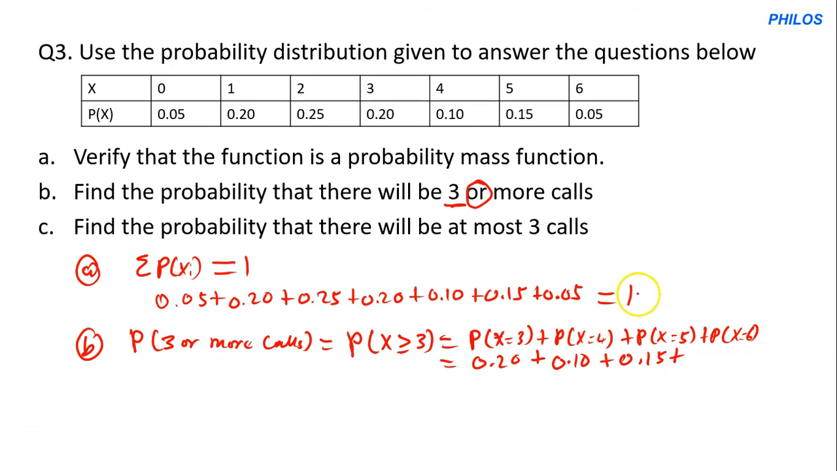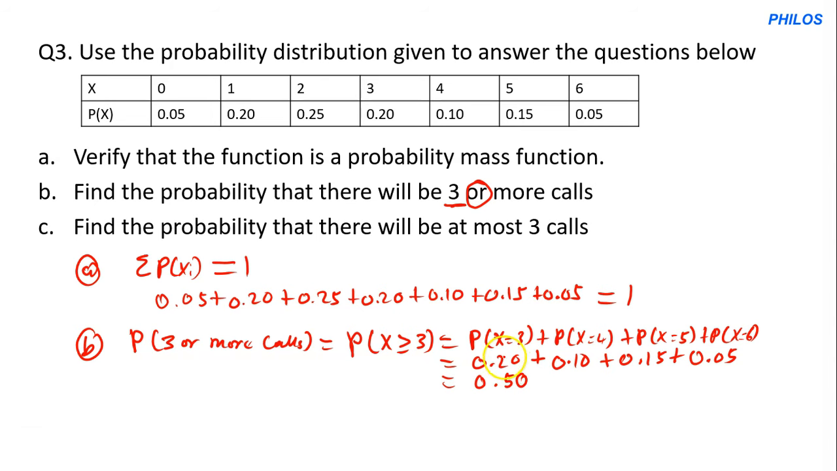Plus x will be exactly 6 will be 0.05. So 0.2 plus 0.1 is 0.3. Plus 0.15 is 0.45. Plus 0.05 is 0.5. So the answer is 0.5 or 0.50.